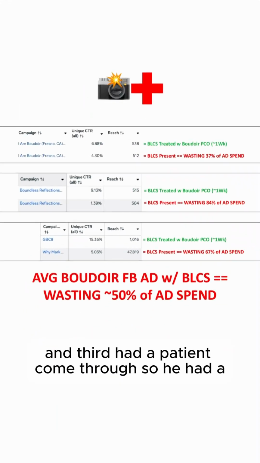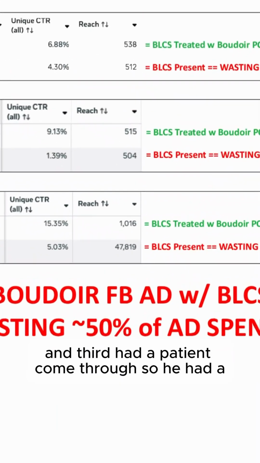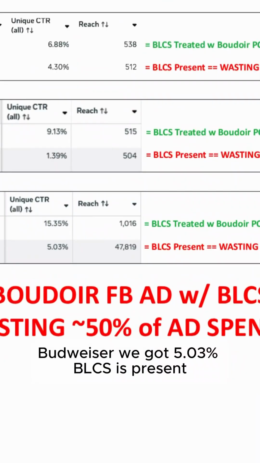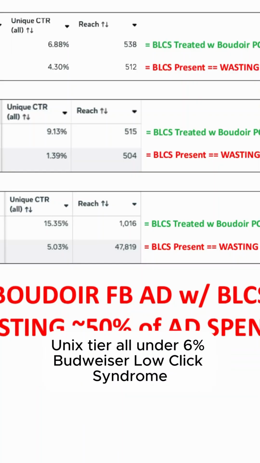And third, had a patient come through, so he had a boudoir Facebook ad with 5.03%. BLCS is present, unique CTR under 6%, boudoir low click syndrome.